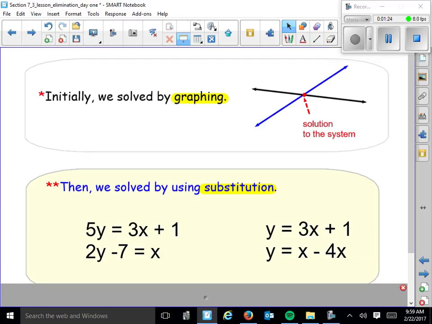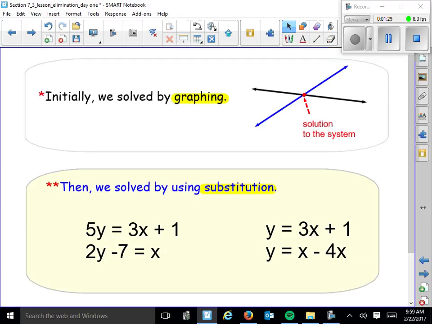The second method was completely algebraic, and that's what we have been working on the last few days, which is the substitution method. With the substitution method, we would need to find one variable in the system that was equivalent to another expression, or we would have to rewrite the equation and solve it for one variable so that it was equal to an expression, and then we would substitute that expression into the other equation.